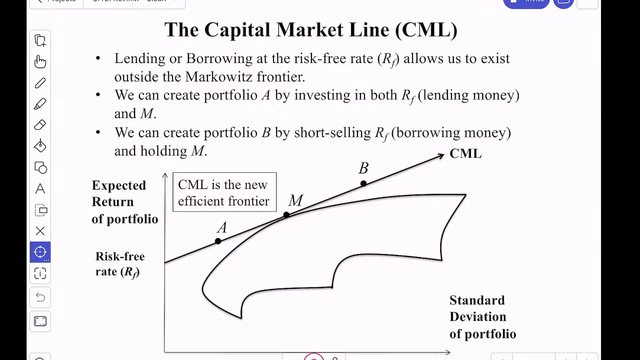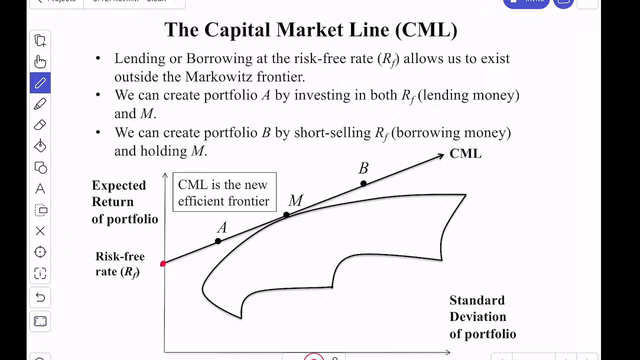What this does for us is expands our efficient frontier beyond this set of multi-asset portfolios. We're still on the same standard deviation and expected return graph, and what I'm adding is the risk-free asset here. This is the T-bill here.